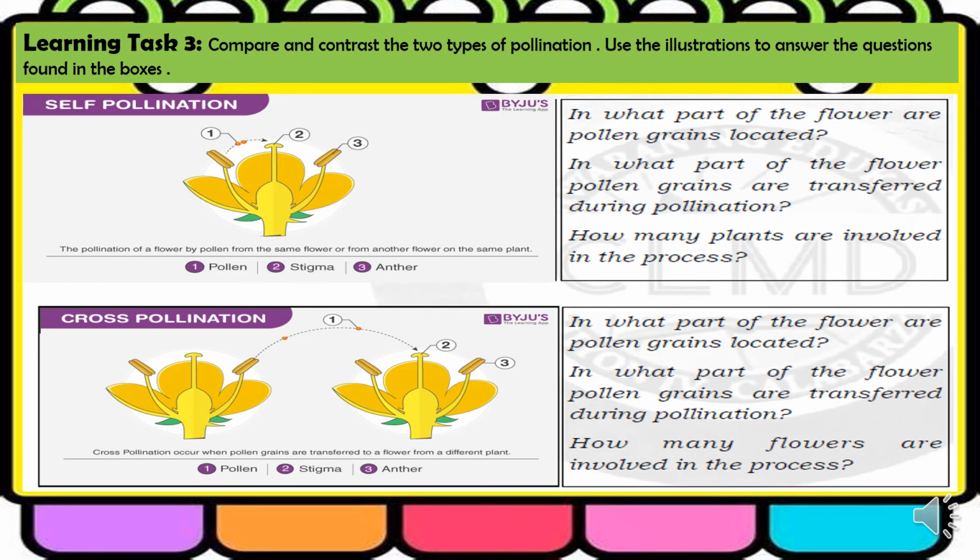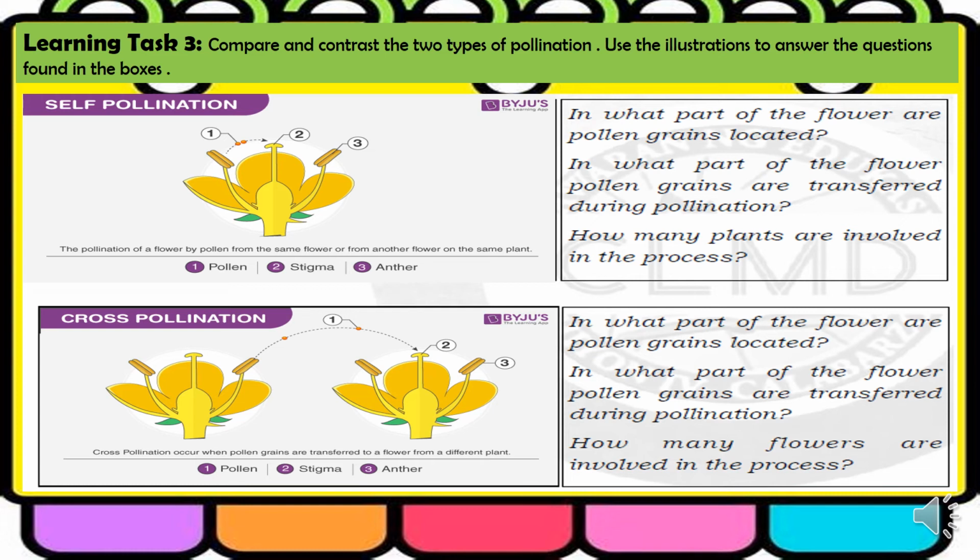Okay, now this time let us answer learning task 3. Compare and contrast the two types of pollination. Use the illustrations to answer the questions found in the boxes. So we have the picture for the self-pollination and the cross-pollination. So for the question, we have, in what part of the flower are pollen grains located? And then, in what part of the flower are pollen grains transferred during pollination? And how many parts are involved in the process?